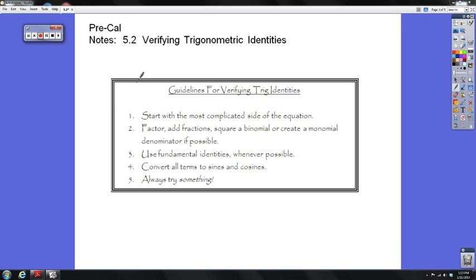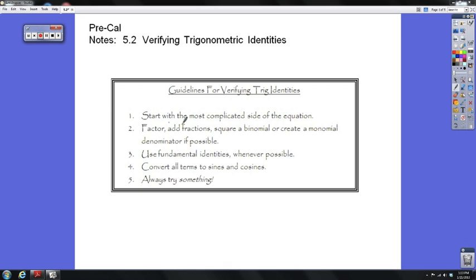Hello everyone, today we're going to work on section 5.2, verifying trig identities. We worked on these a little bit before the winter break, and today we're going to continue working on trying to verify trig identities. We have 5 guidelines here to try to help you get going.